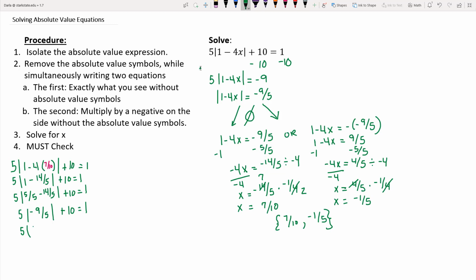So this is 5 times 9/5 plus 10, and the question is whether that is equal to 1, but then 5 times 9/5 is going to give us 9, and 9 plus 10 does not equal 1, and so our check shows us that 7/10 is not a solution. So then we would have to check negative 1/5. So it's 5 times the absolute value of 1 minus 4 times our x, close the absolute values, plus 10 is 1. And then this time around, we're checking for negative 1/5.